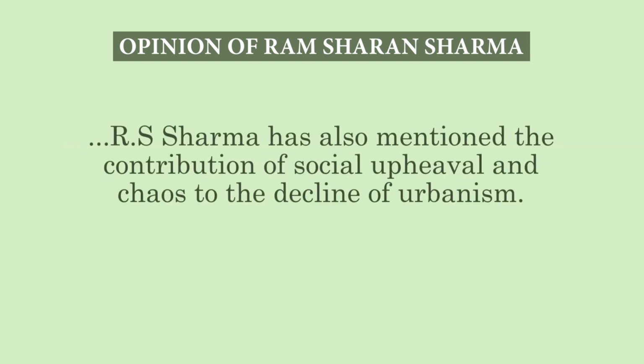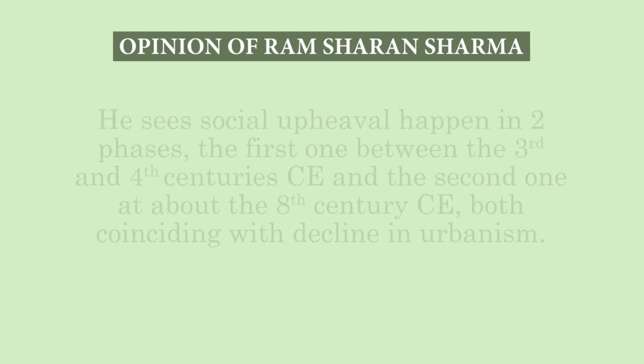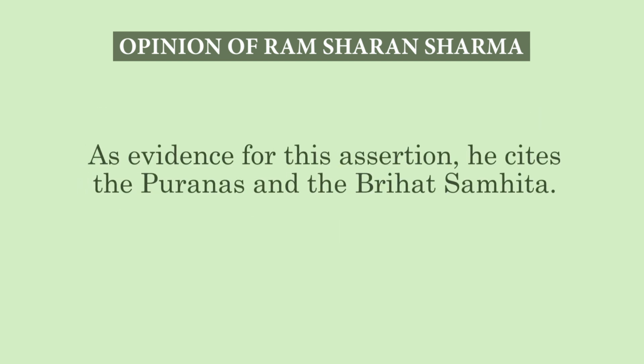Sharma has also mentioned the contribution of social upheaval and chaos to the decline of urbanism. He sees social upheaval happen in 2 phases. The first one between the 3rd and 4th century CE, and the second one at around 8th century CE, both coinciding with periods of decline of urbanism. As evidence for this assertion, he cites the Puranas and the Brihat Samhita.